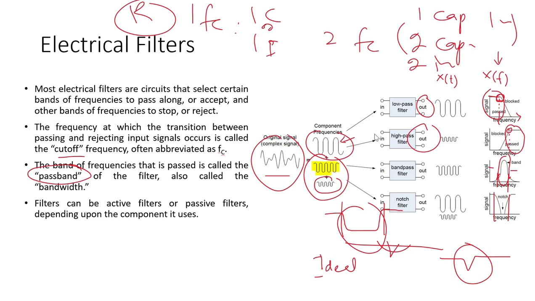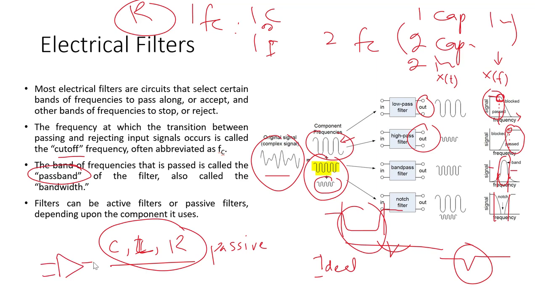Filters can be active or passive depending upon the components that we use. If we use capacitor, inductor, resistor, this would be a passive filter because all can only do drops, nothing can give us extra energy. So passive filters would have these things. Active filters might have some amplifier or some circuitry for gain, let's say BJT, etc., or FET. So when active components are in the circuit, we call it an active filter, and when passive components are in the circuit, we call it a passive filter.